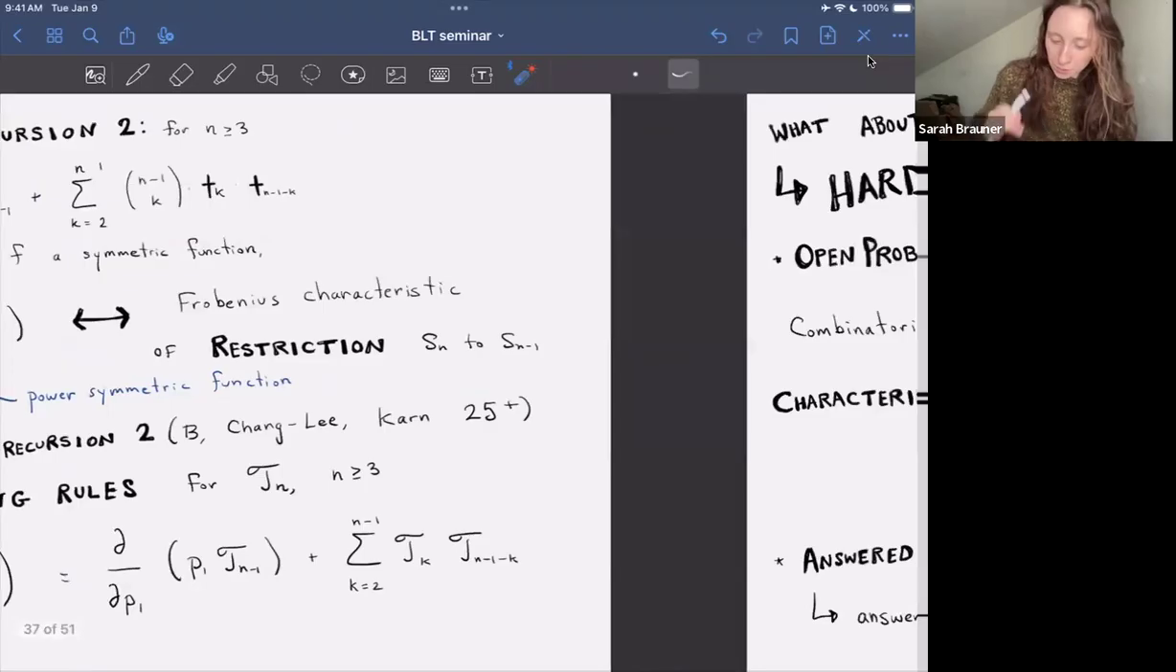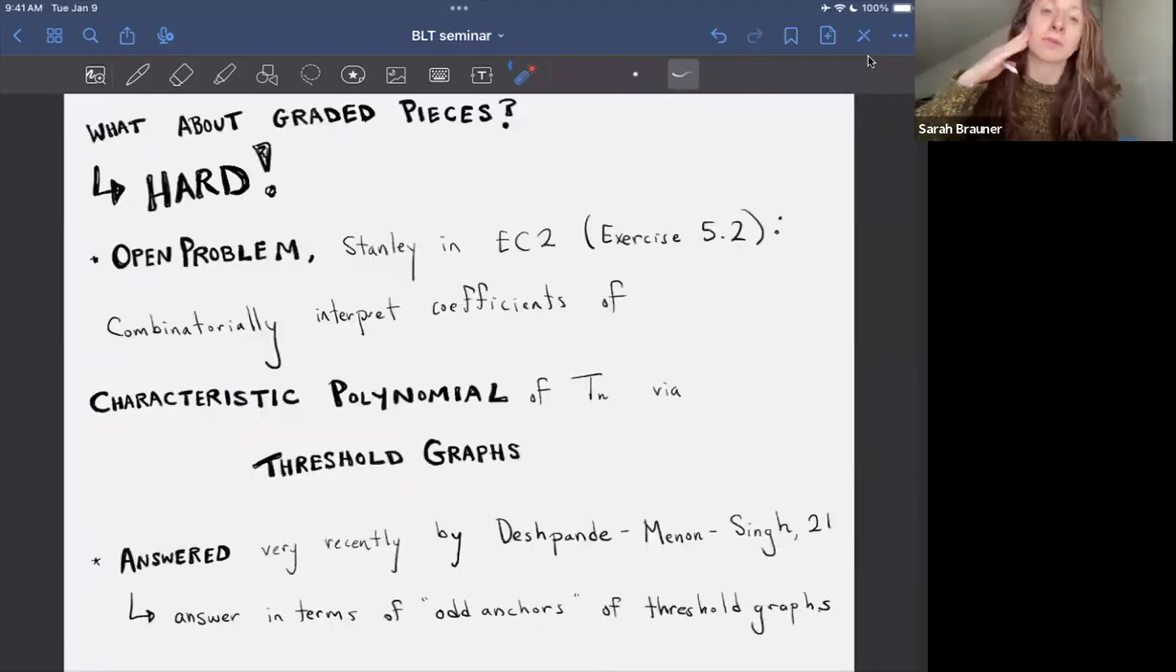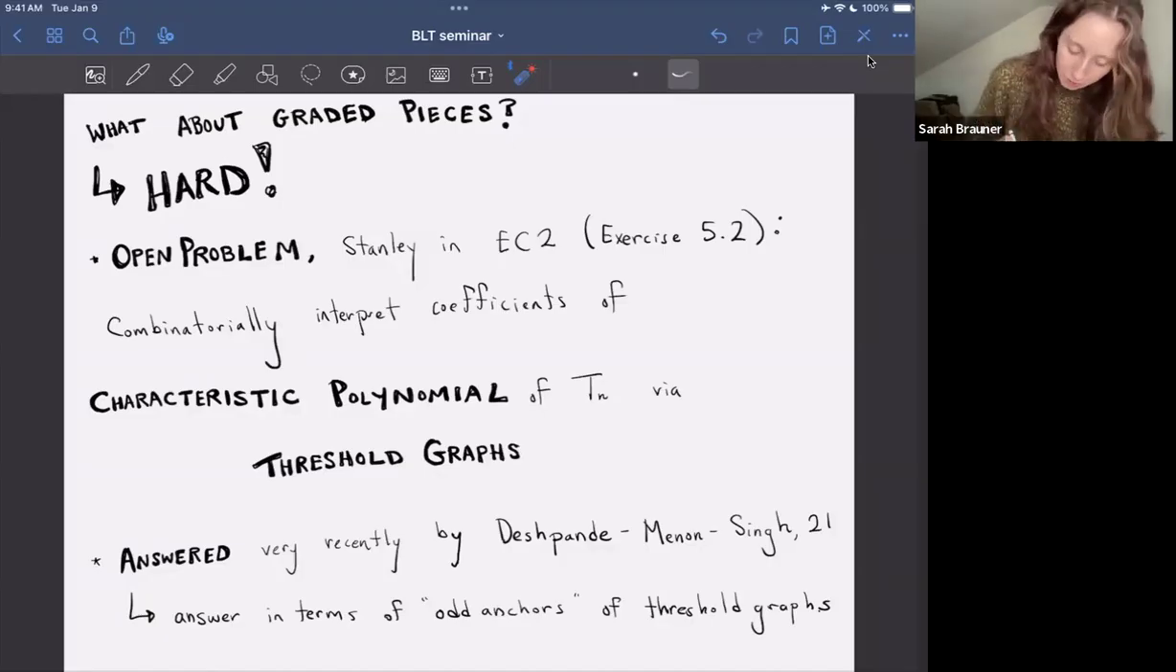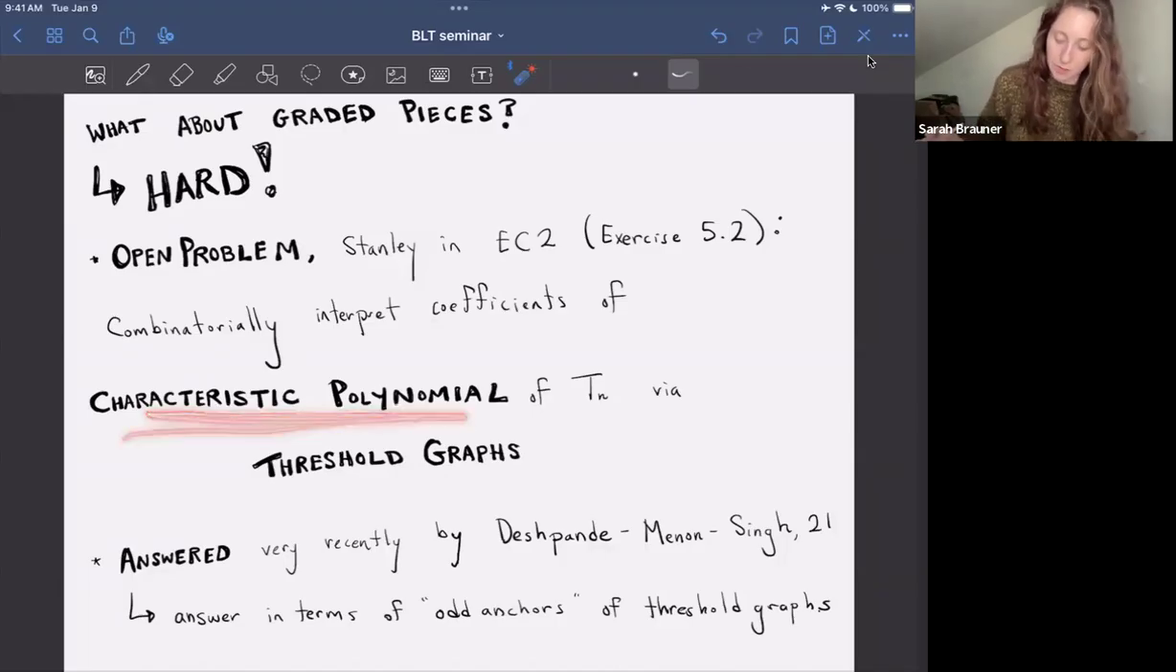Okay. So you might wonder, okay, what about the graded pieces? And I think this is a very hard problem. Actually, even just the dimensions is a hard problem. So it was a problem in EC2 by Richard Stanley to combinatorially interpret the coefficients of the characteristic polynomial of this threshold arrangement using the combinatorics of threshold graphs. So to give an expression for these coefficients. And this was answered only very recently by Deshpande, Menon, and Singh.